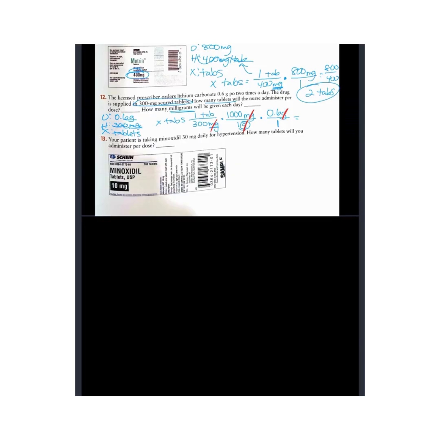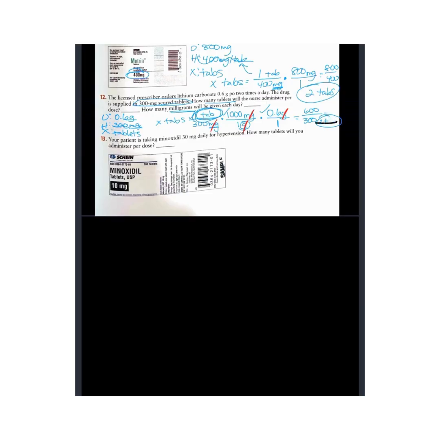And then when I do all the math, and I do 1 times 1,000 times 0.6, I get 600. 300 times 1 times 1 is 300. I'm only left with tabs. That's the only thing that didn't cross cancel. And I end up with 2 tablets. For my first question.